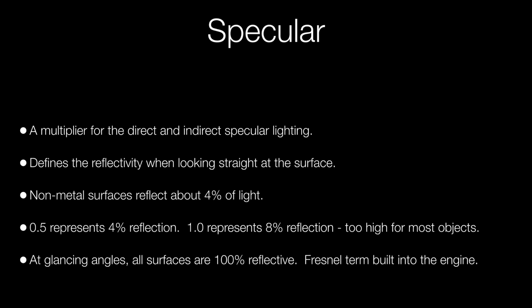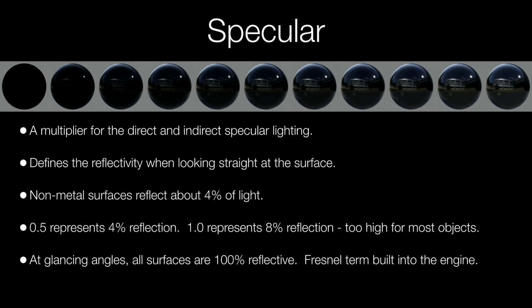Okay, let's move on and we'll talk about specular. Specular is also a measurement for how reflective the surface is, or how much light the surface reflects. So here you can see a range from 0 specular up to a value of 1 for the specular. This is a multiplier for the direct and indirect specular lighting on the model. Like I said, it defines the reflectivity of the surface when you're looking straight at it.